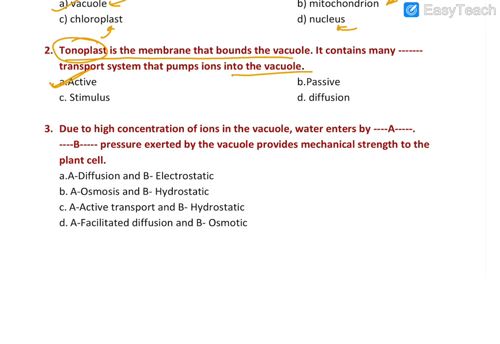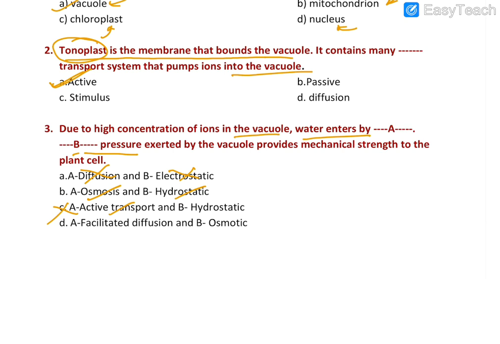Due to the high concentration of ions in the vacuole, water enters by, in what way does the water enter into the vacuole? It is by osmosis. It is not by diffusion. Diffusion of water itself is called osmosis. So if you take B, the pressure developed is not electrostatic pressure. It is actually the hydrostatic pressure. Water enters into this vacuole by osmosis and not by diffusion, and also not by active transport. Minerals as well as ions will enter into the vacuole by active transport. Water enters by osmosis. So this creates hydrostatic pressure.